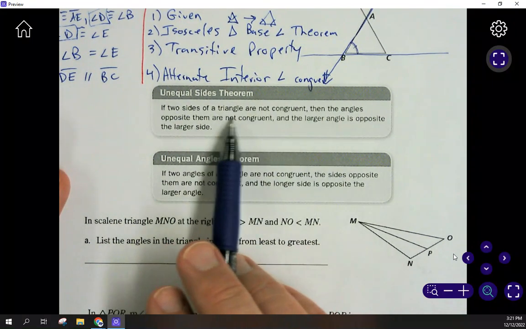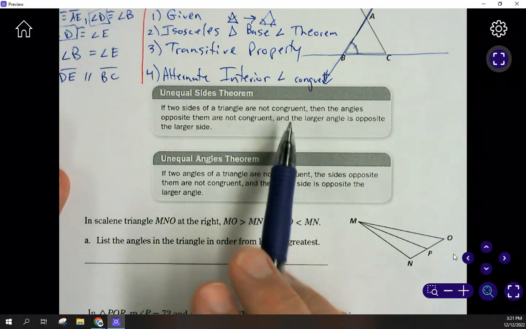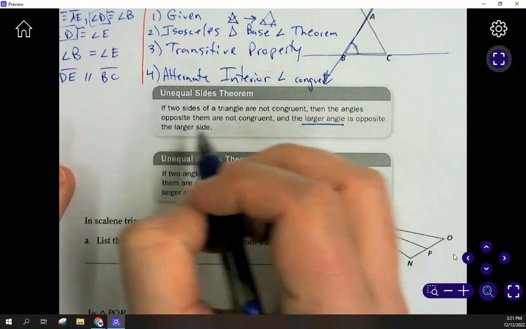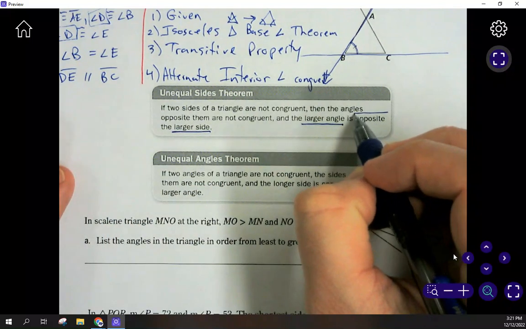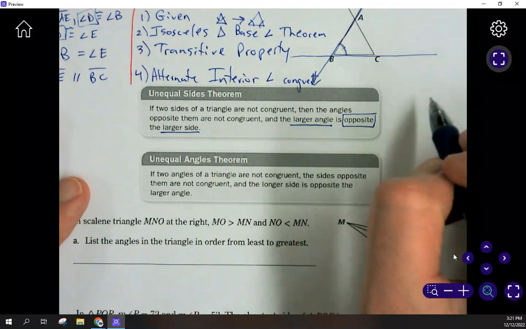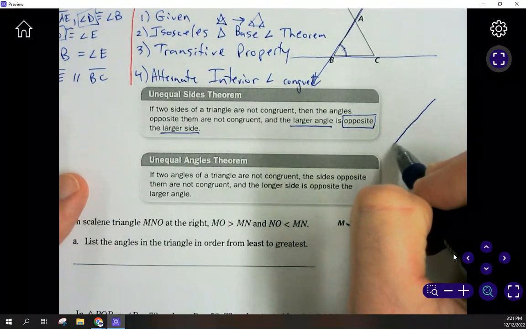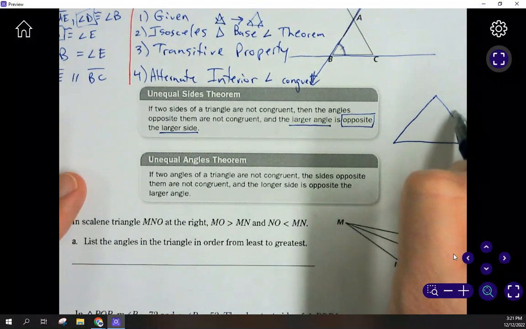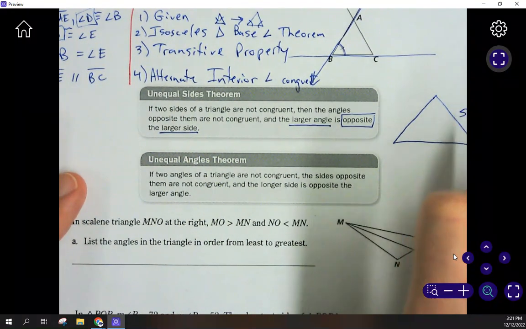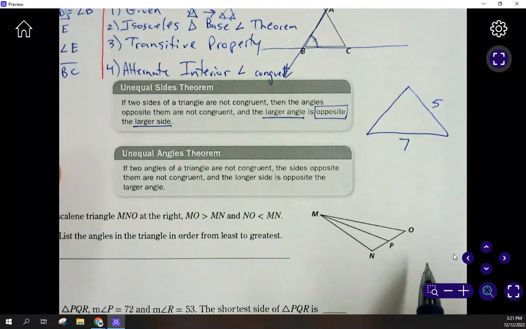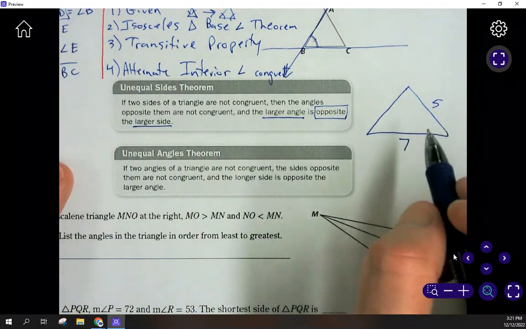Well, 2 sides that are not equal make 2 angles that are not equal. But here's the key part here. The larger angle is opposite the larger side. So if I've got a triangle, and let's say this side is 5 and this side is 7. Okay, they are not going to create equal angles.